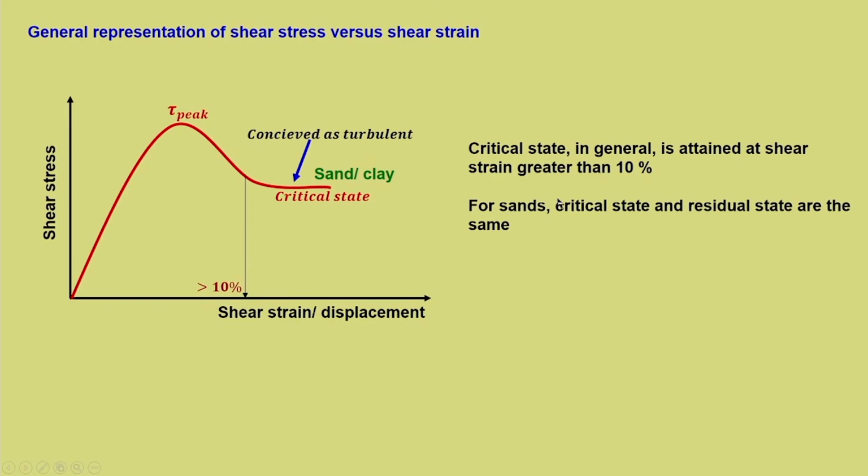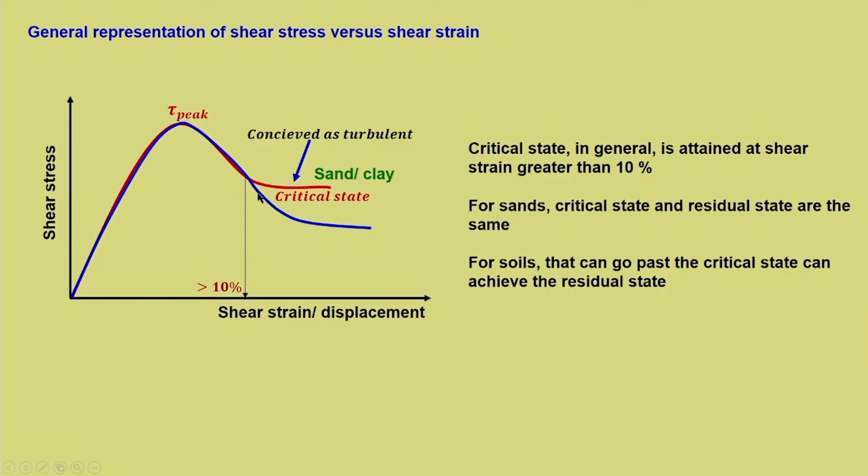For sands, critical state and residual state are the same at this point. Soils that can go past the critical state can achieve the residual state. That is what is shown by this blue line. This is applicable only for clays, where we call this the residual state at very large displacement, and here the flow is considered to be laminar because things have subsided more or less, and the clay particles are oriented in a more orderly manner, and hence there will be laminar movement at residual state. Remember, whatever we are telling, these are all concepts.